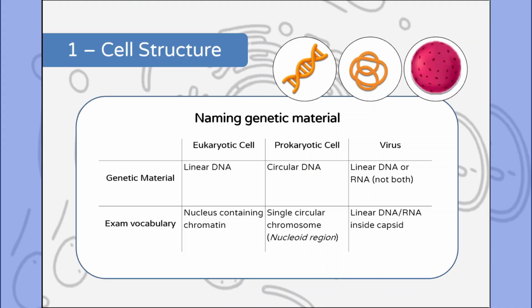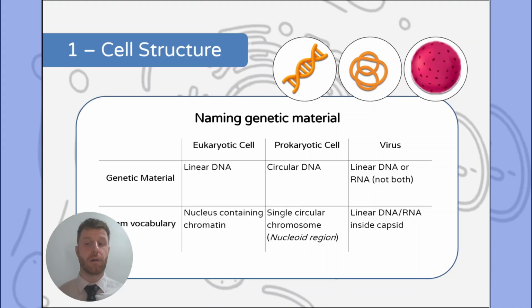It is sometimes called a nucleoid region by Cambridge. And then last but not least, the virus's genetic material is exactly as it is on the tin. It's linear DNA or RNA. I just disappeared so you could make note of that table if you needed to, guys.